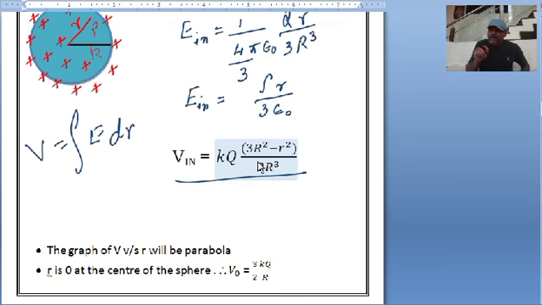Another thing is that the graph of potential versus small r will be a parabola. When you go to the center, the value of small r becomes 0. When the value of r is 0, the electric field intensity is 0. So E exactly at the center is equal to 0.